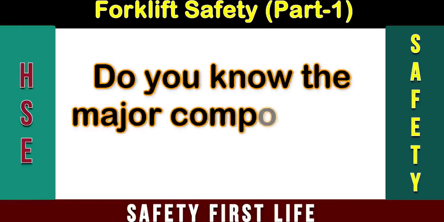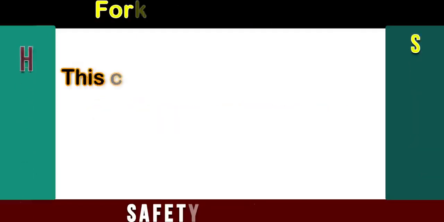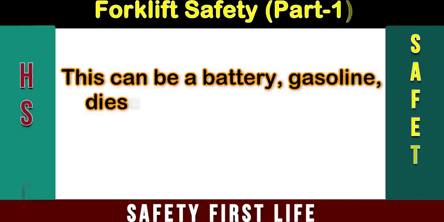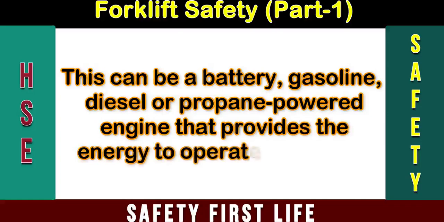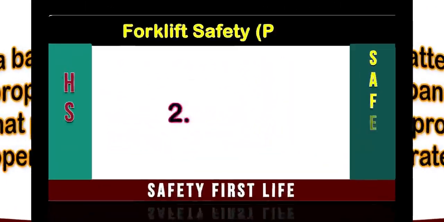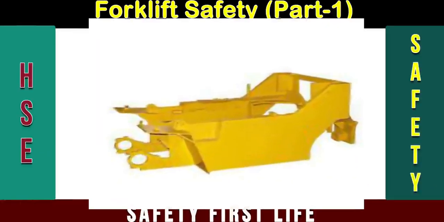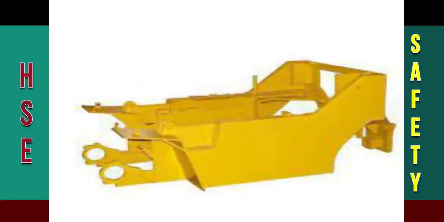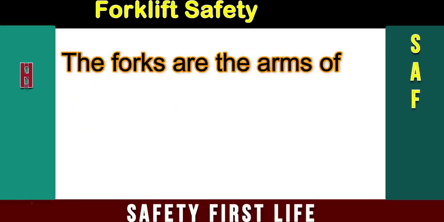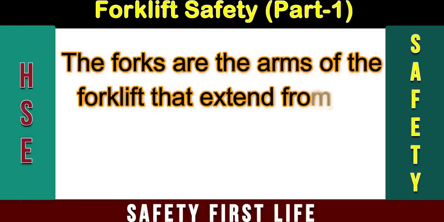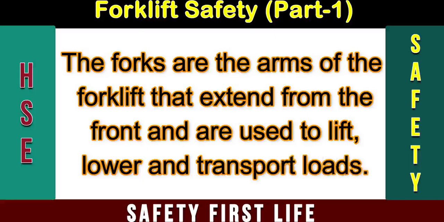Do you know the major components of a forklift truck? Number one, power source. This can be a battery, gasoline, diesel, or propane powered engine that provides the energy to operate the forklift. Number two, frame. The forklift frame is the backbone of the machine and supports all other components. Number three, forks. The forks are the arms of the forklift that extend from the front and are used to lift, lower, and transport loads.